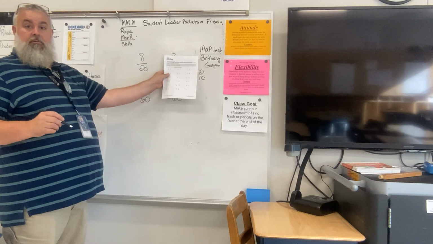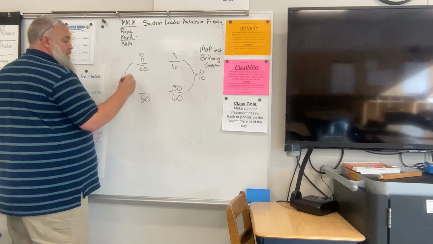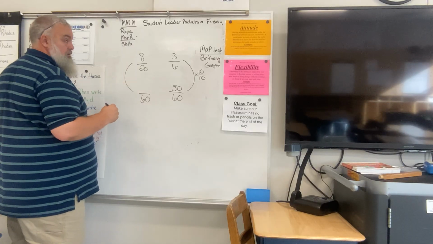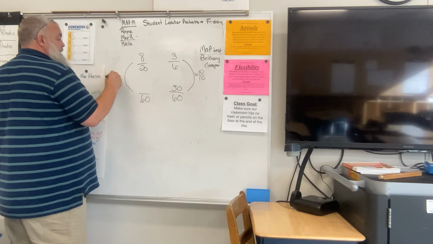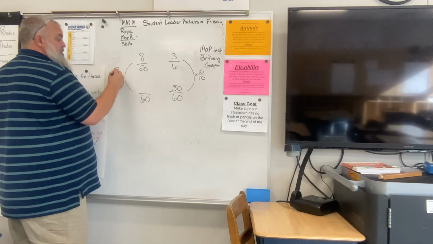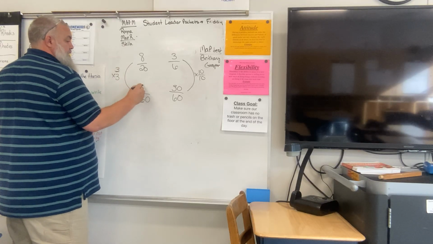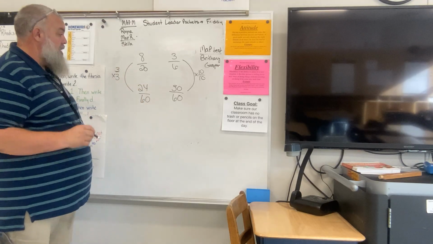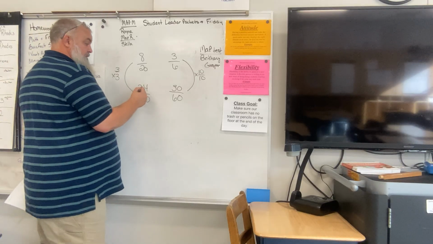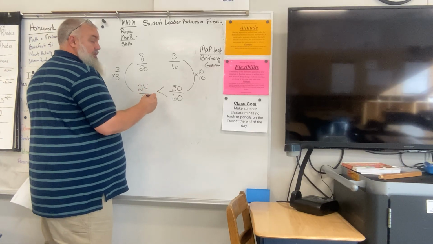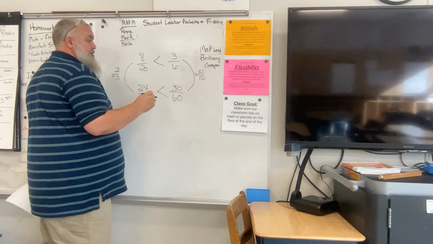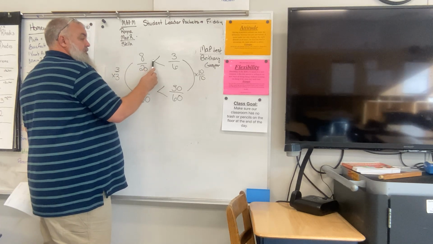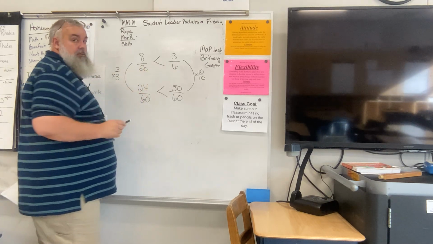Ignore this. Over here. How do I go from 20 to 60? Okay, times 3 thirds. 8 times 3 is 24. That's my new numerator. And now I can compare. 30 is bigger than 24. Remember, the mouth goes towards a bigger number. Mouth goes towards a bigger number. 8/20 is less than 3/6.